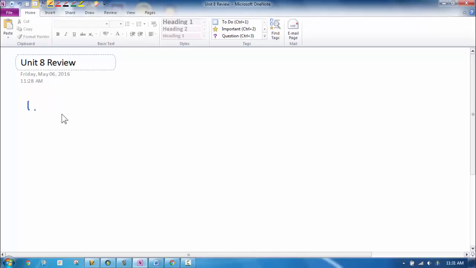Okay, this is the Unit 8 review. The first problem asks, I don't have it written in front of you, I'm just going to have to read it off. You can follow along, hopefully. Number 1, specular reflection obeys the laws of reflection while diffuse reflection does not.